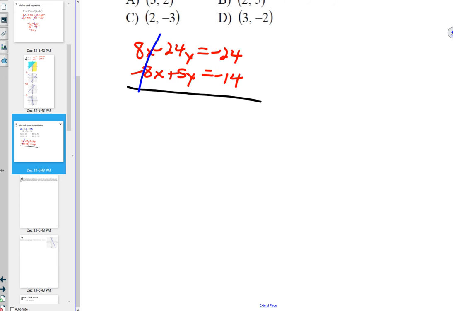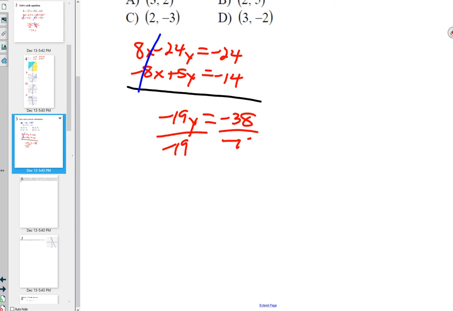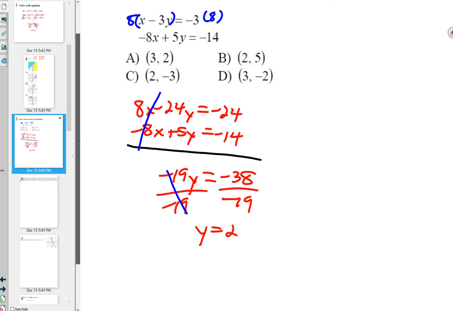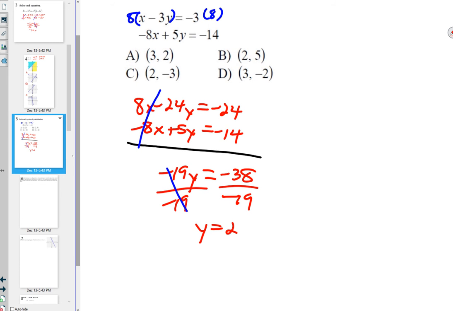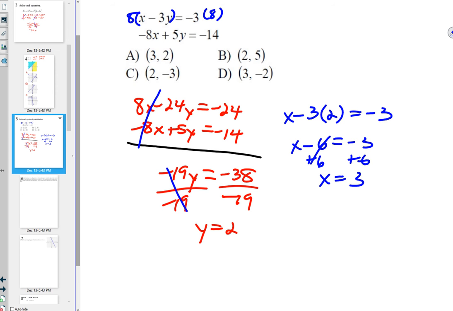Okay, the x's cancel out, and I get negative 19y is equal to negative 38, divided by negative 19. So y is 2. Now we can get that y and plug it into whichever equation you want. Let's just assume you pick the top one. So x minus 3 times 2 is equal to negative 3. x minus 6 is equal to negative 3, plus 6. x is 3. So what's the answer there? A.